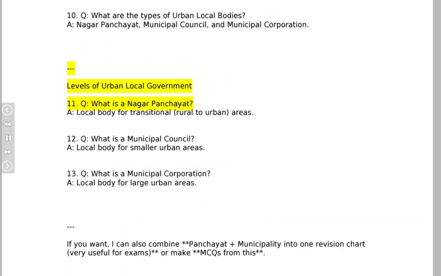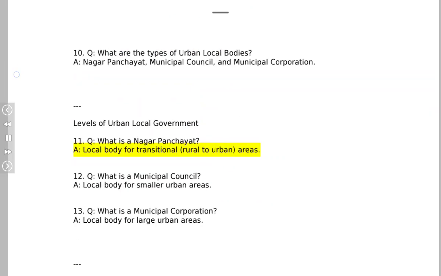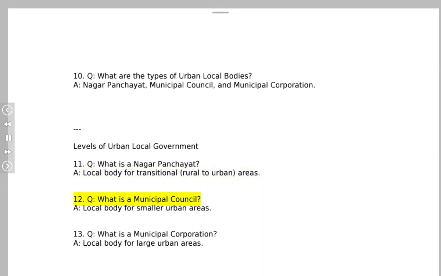Levels of urban local government. 11. Q. What is a Nagar Panchayat? A. Local body for transitional rural to urban areas. 12. Q. What is a municipal council? A. Local body for smaller urban areas. 13. Q. What is a municipal corporation? A. Local body for large urban areas.